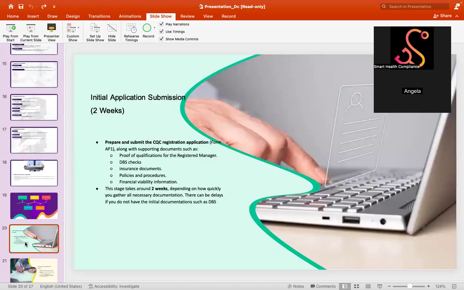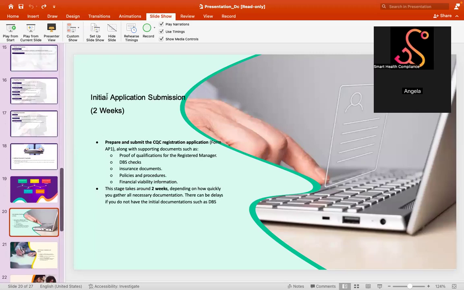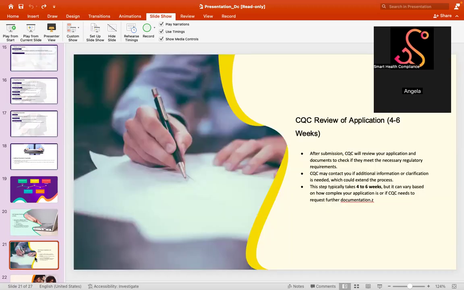Now, once the application has been accepted, you've done your interview, it will move on to the decision. So here we've just got a breakdown of what to expect. So the initial submission, so we're going to prepare and submit the application. Along with this, we've sent our qualifications, our DBS, our insurance documents, policies, procedures, financial viability. It's gone to validation. After the submission, they're going to review your application. The CQC will contact you. Sometimes they might need additional information or clarification. Don't be alarmed by this. It is quite common that they'll say, thank you, you passed validation stage, but we need X, Y, Z till we can sign it off.